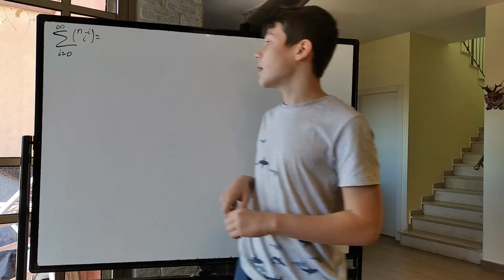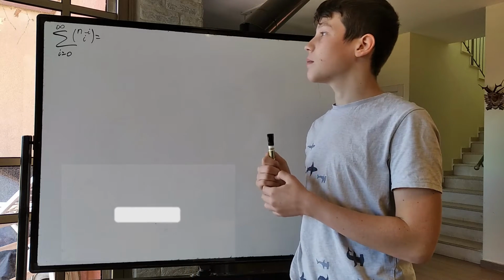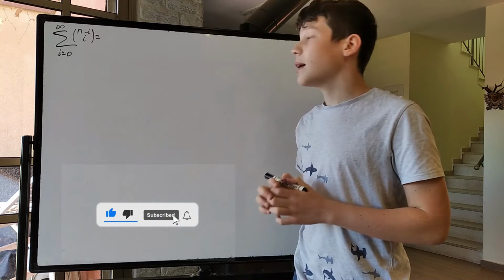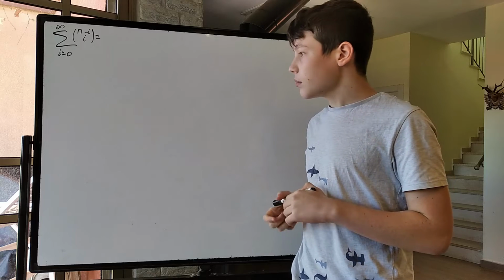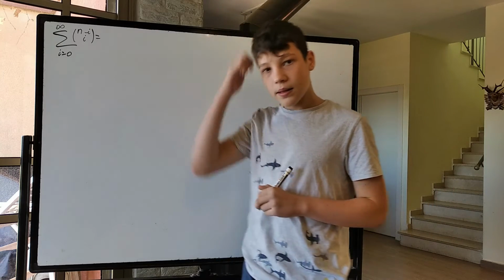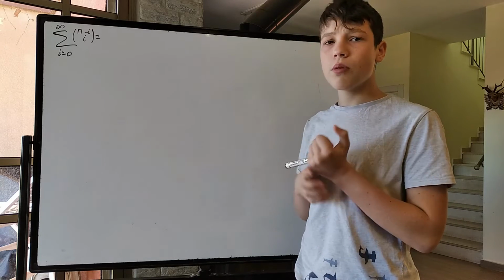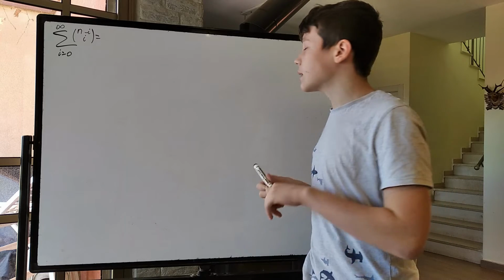And today we're gonna find this sum for all natural numbers n. So we have the sum as i goes from 0 to infinity of (n minus i) choose i. This might seem confusing, and it's not obvious how exactly we approach this problem.